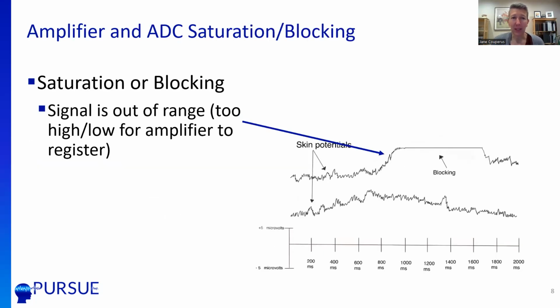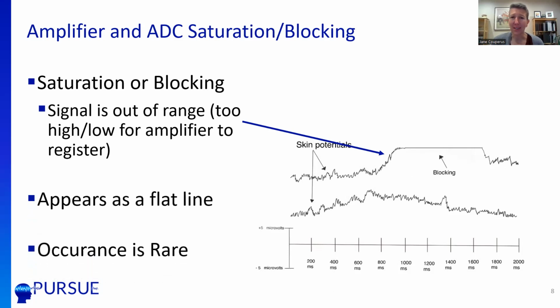You can also have something called saturation or blocking. This is when the signal goes out of range. This really doesn't happen very often, and it appears as a kind of a flat line, but it is something to be aware of. And that's just simply that the electrical activity has gone out of the range of what the amplifier can actually deal with.